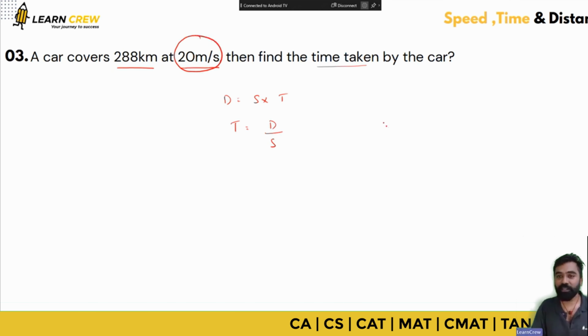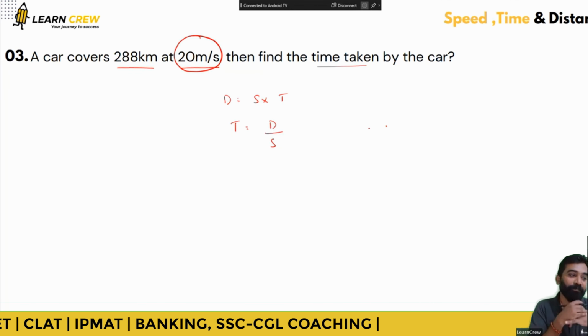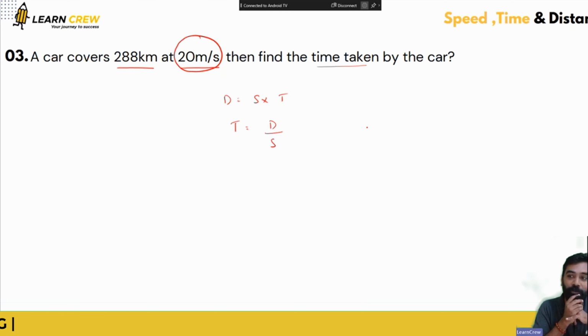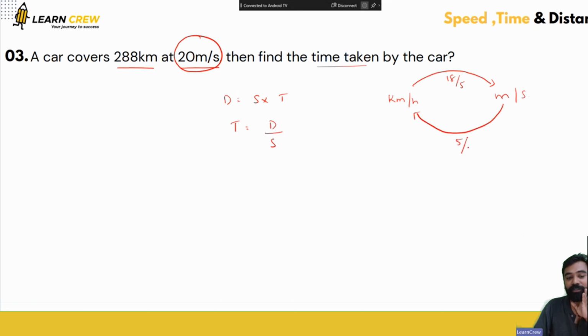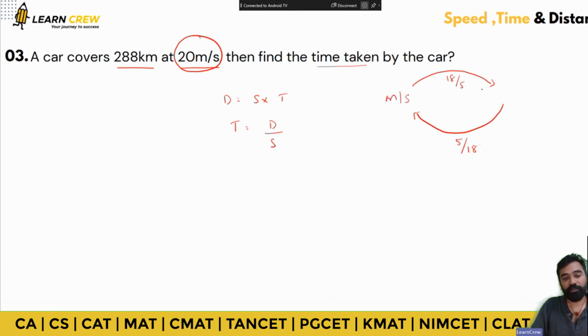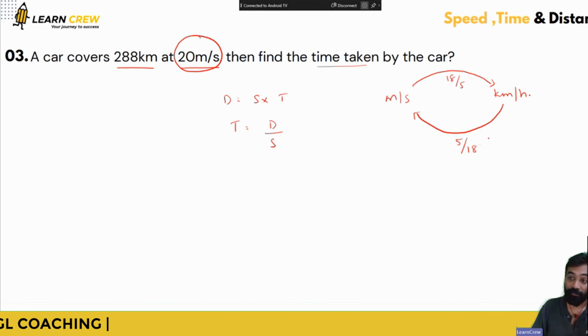If S is given in meters per second, how do you convert it to kilometers per hour? We have to multiply with 18 divided by 5, sir. If it is given in kilometers per hour, then how do you convert it to meters per second? Reciprocal of that number. See, the simplest way of converting meters per second to kilometers per hour is you multiply by 18 by 5. And if it is the opposite way, from kilometers per hour to meters per second, you multiply by 5 by 18.